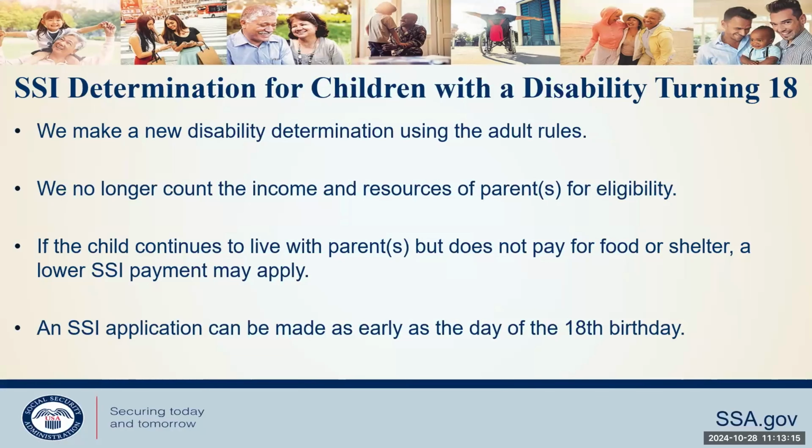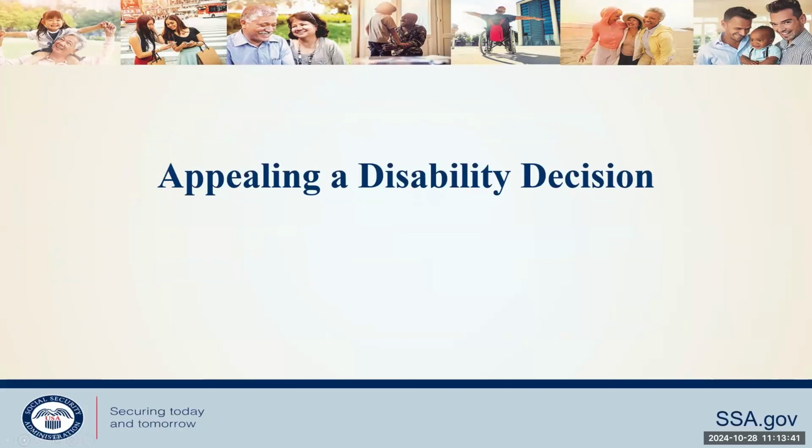We have to make that decision if they can continue to receive payments. Now, we do have children who are clearly disabled as a child and they turned 18, but they never received SSI because their parents' income and resources were too high. I encourage that parent to have that child file at 18 to see if they qualify for SSI now that we no longer count the parent's income. So it's another thing to think about as they turn that magical age of 18.